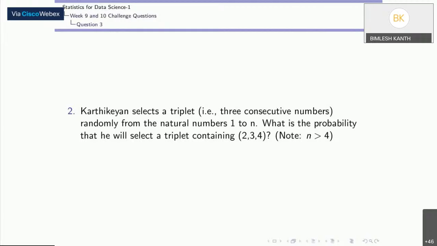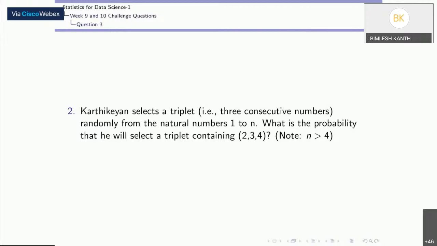But here, the triplet means three consecutive numbers is already given, right? Correct. So the question is asking about three consecutive numbers, and you are choosing a particular triplet. Suppose 2, 3, 4 is mentioned, you are not asking any triplet.